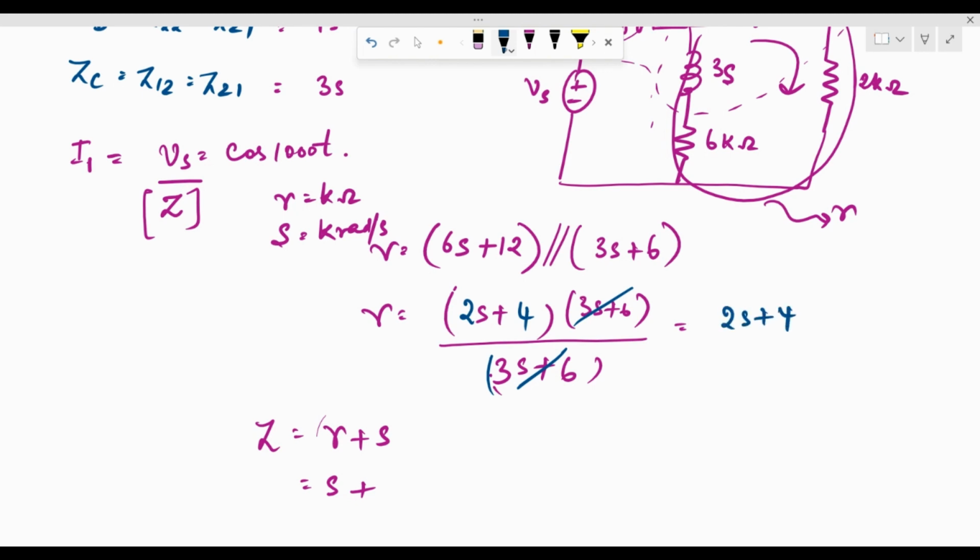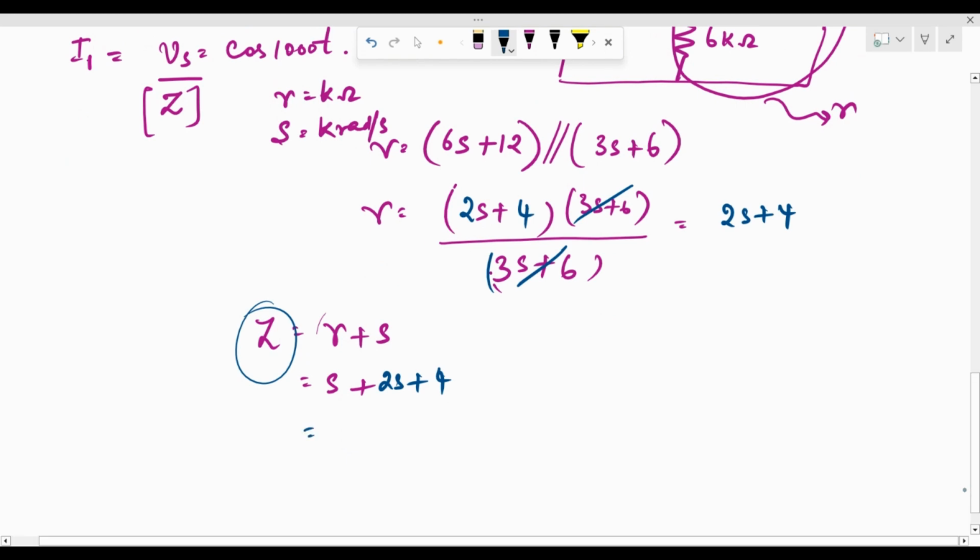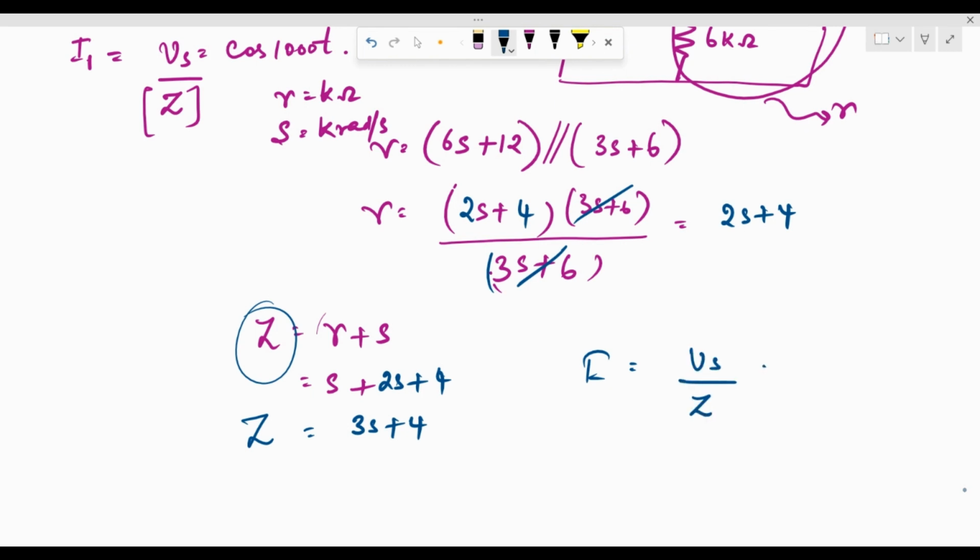Now this has to be added with s because that is what Z is. So I add 2s plus 4, which is the value of R over here. Finally, what I get is 3s plus 4, the equivalent impedance of the entire network. Therefore, the value of I is going to be Vs by Z, which is cos 1000t divided by 3s plus 4.